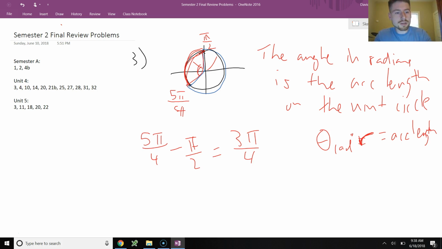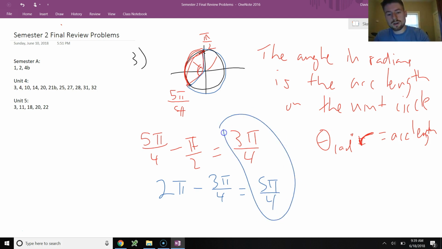Okay, so then the blue arc is 2 pi, which is the whole circle circumference, minus the red arc, which is 3 pi over 4. And if I subtract these, I get 8 minus 3, so that's 5 pi over 4. So those are my 2 arc lengths.